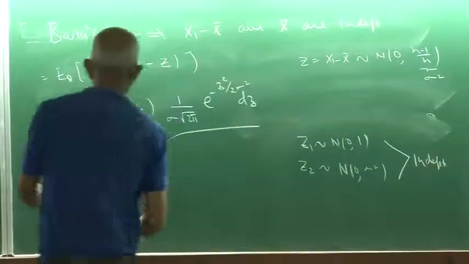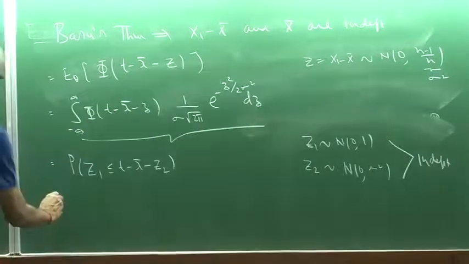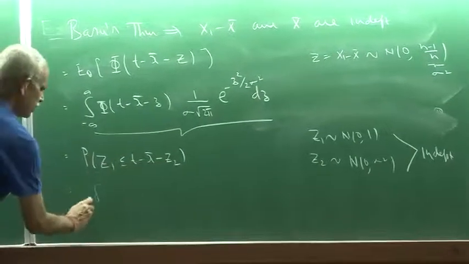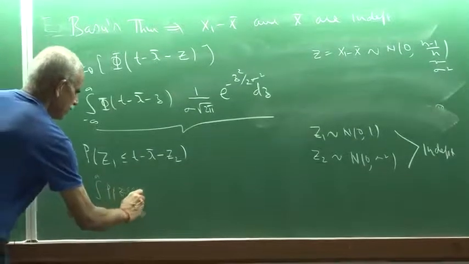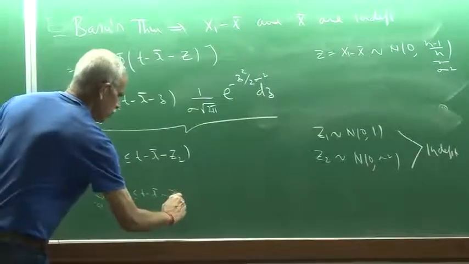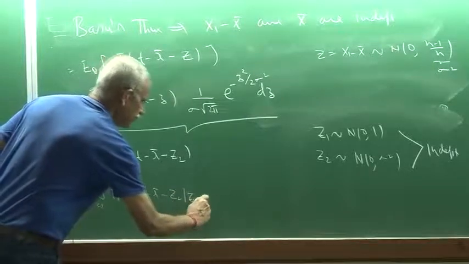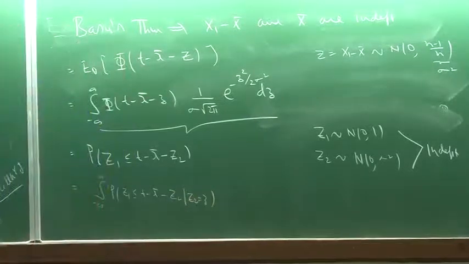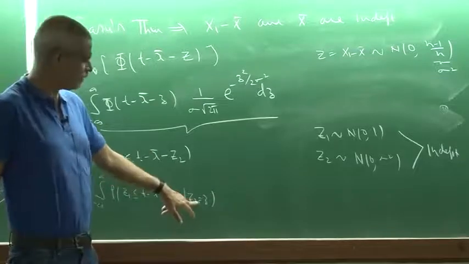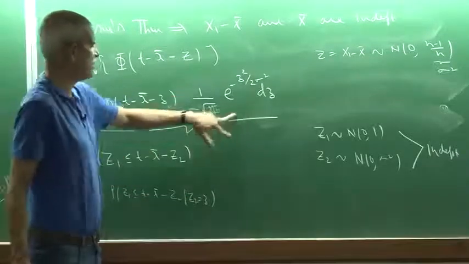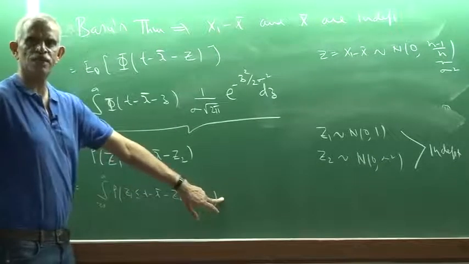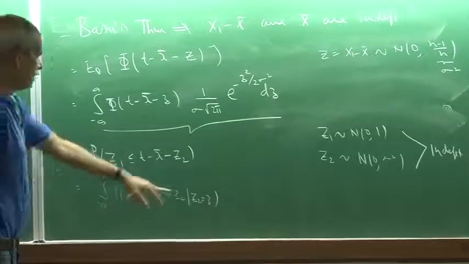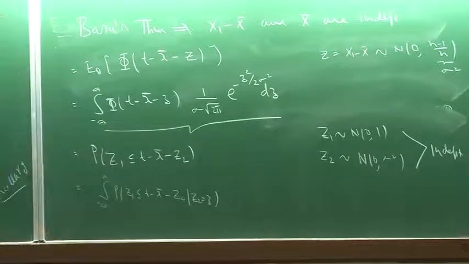That is very clear because this probability would be the same as I fix Z2. Z2 can go from minus infinity to infinity. Probability that Z1 is less than or equal to t minus x bar minus Z2, given Z2 equal to z, then multiplied by the probability density of Z2, which is this, by the theorem of total probability. So probability of A given B, and then the probability density of B, and then this z has been allowed to vary from minus infinity to infinity.